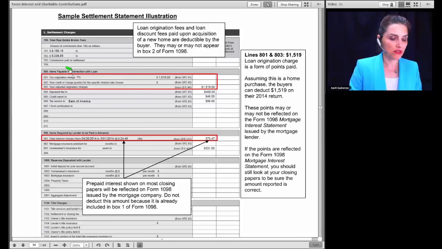So we're assuming here that the amount of money being borrowed is $151,900. And a 1 point charge on that loan gives us $1,519, and that is the amount that is going to be deductible as points paid.